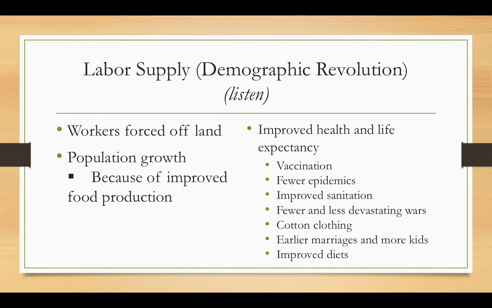Overall, we start to get improved health and life expectancy. And now I'm not talking by modern standards. I'm talking about the standards at this time period. There's still a lot of poor. There's still going to be diseases and epidemics, all right? But we start to get the exploration of vaccinations. We start to get fewer epidemics because of this.